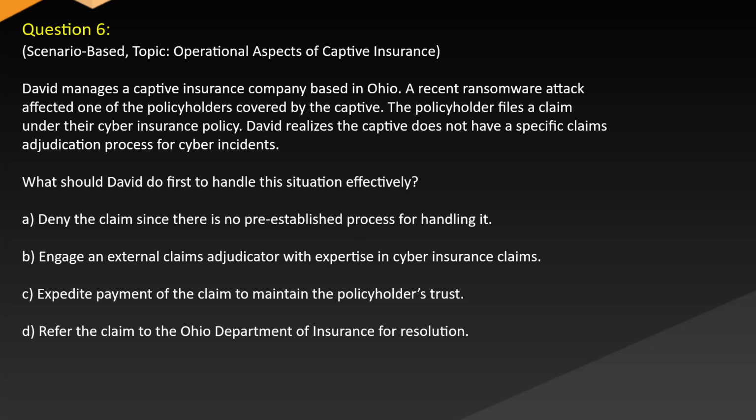A. Deny the claim, since there is no pre-established process for handling it. B. Engage an external claims adjudicator with expertise in cyber insurance claims. C. Expedite payment of the claim to maintain the policyholder's trust. D. Refer the claim to the Ohio Department of Insurance for resolution.